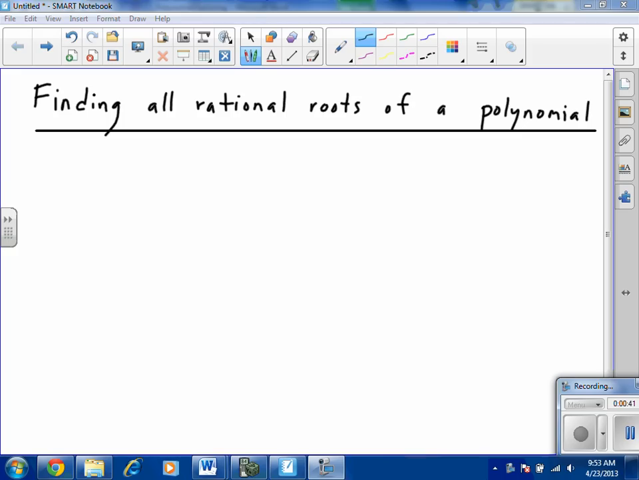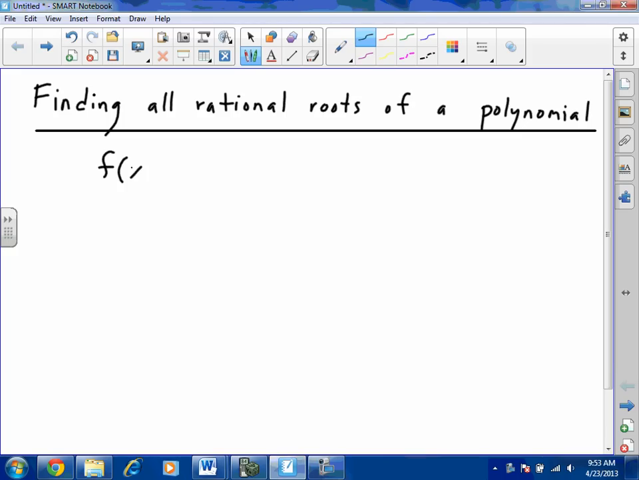So let's take a look at a function, f of x equals x to the 5th minus 6x to the 4th plus 10x to the 3rd, no x squared term, minus 11x plus 6. So you can see here this is a 5th degree polynomial. Its y-intercept is 6. It has up to 5 possible zeros. So we're going to find all 5 if there are indeed 5. There might be 3, there might be 1.